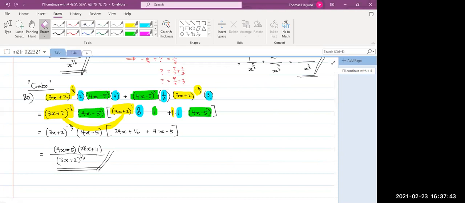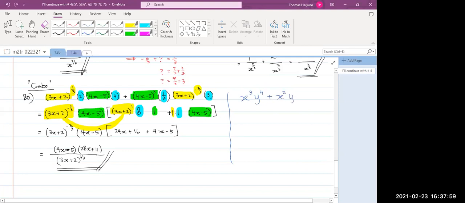So suppose, let me use blue. Suppose I have x to the power of 3, y to the power of 4, plus x squared, y to the 7. Now, what's the common factor? x squared, y to the 4th, because it goes into both x cubed and x squared.